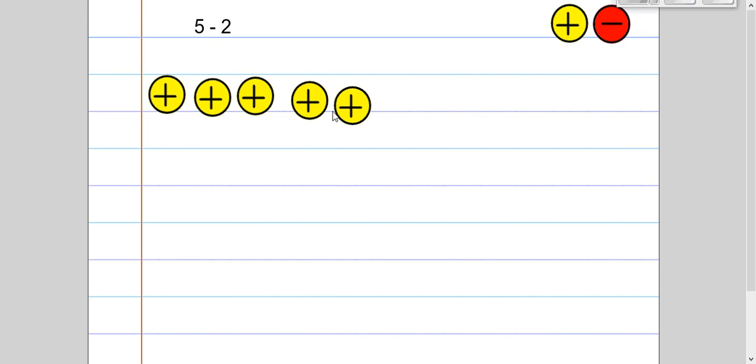So I started off with 5 positives. Now I'm going to take away 2 of those positives. So I'm going to circle the 2 positives and draw an arrow, meaning it's going to be taken away. And I will be left with 3 positives.